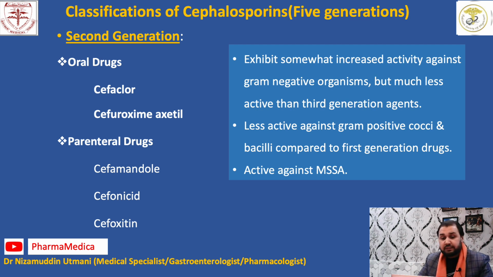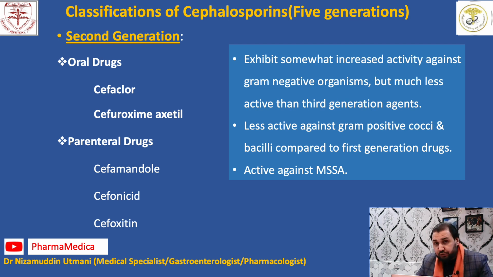The second group is what we call the second generation. We have 2 oral drugs: one is cefaclor, and the other is cefuroxime axetil. These 2 drugs are available and we use them, while the parenteral preparations like cefamandole, cefonicid, and cefoxitin are not available.